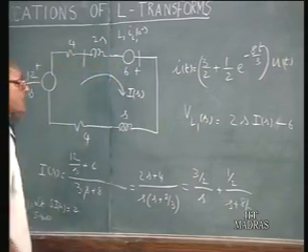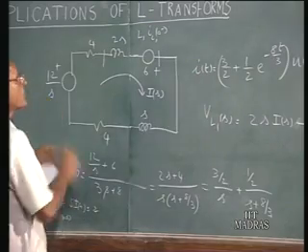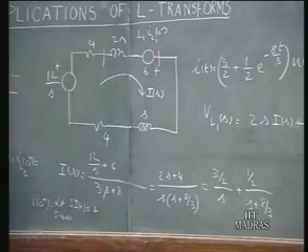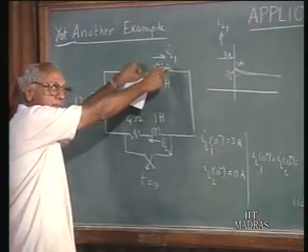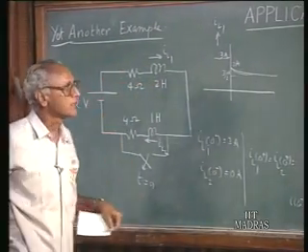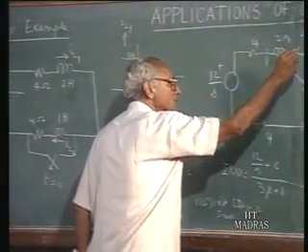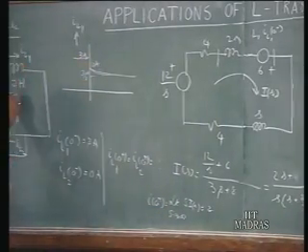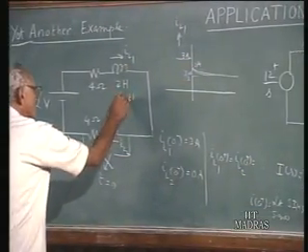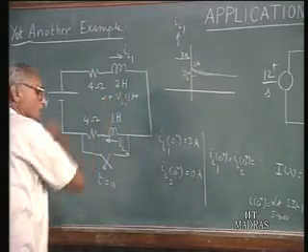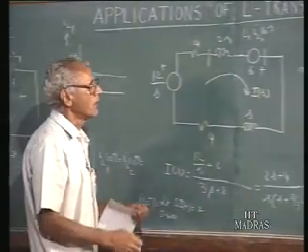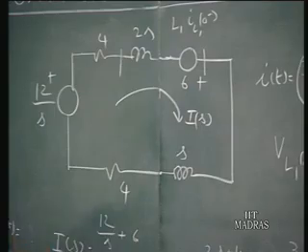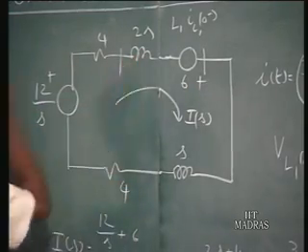You must take the initial current source also into account, because these are now the terminals of this inductor in this circuit. This inductor has been replaced by not only an inductive impedance but also the initial current source. So when you want to find out VL1 of S, if this is VL1 of t, the corresponding Laplace transform is the voltage in the transform diagram existing between these two terminals. You should not make the mistake of computing only this portion.